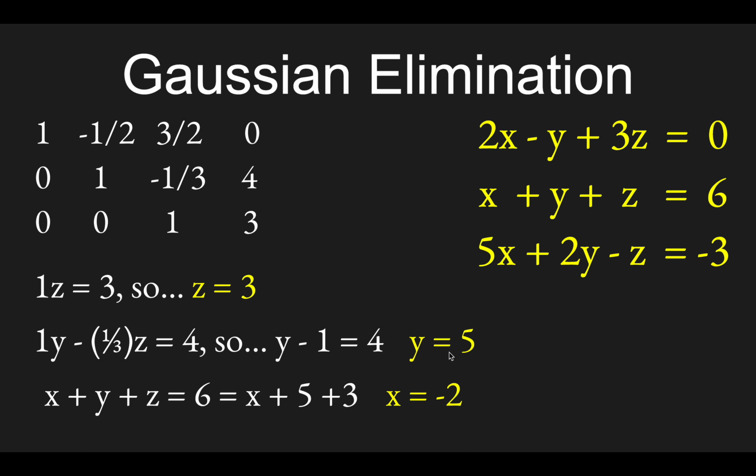And so there are our 3 variables. That solves the system. To double check it, we could just throw them, for instance, into this bottom equation. So it says 5x, which would be negative 10, plus 2y, which would be positive 10. So negative 10 plus positive 10 will give you 0. And then negative 3 does indeed equal negative 3. So that's just a quick double check. So that was the process of Gaussian elimination.